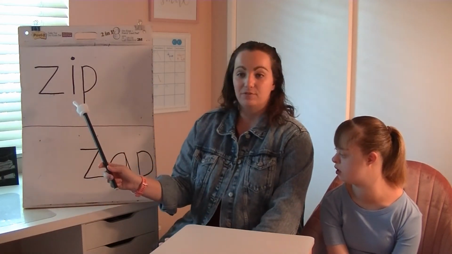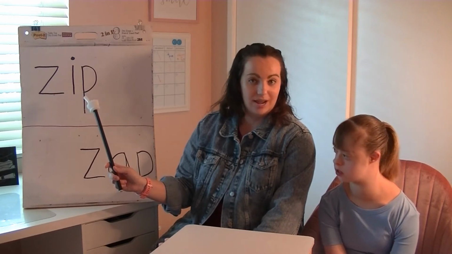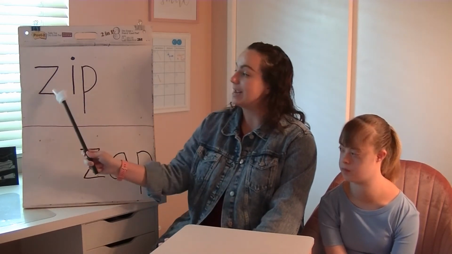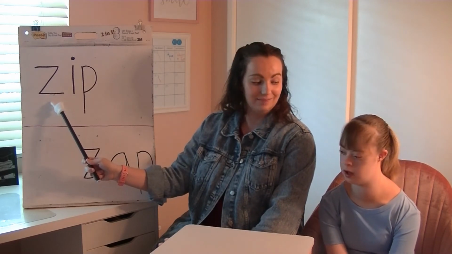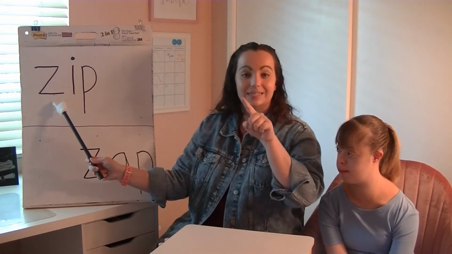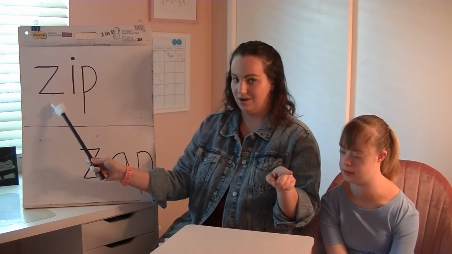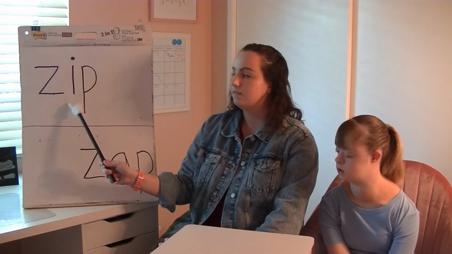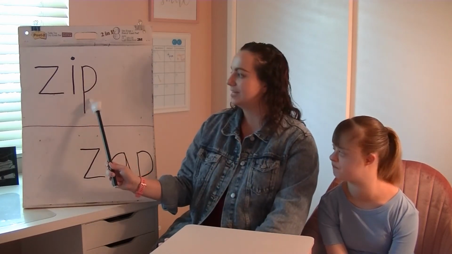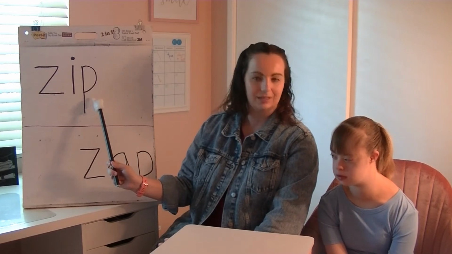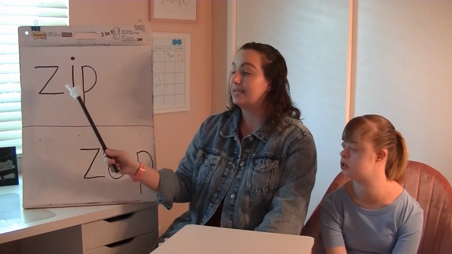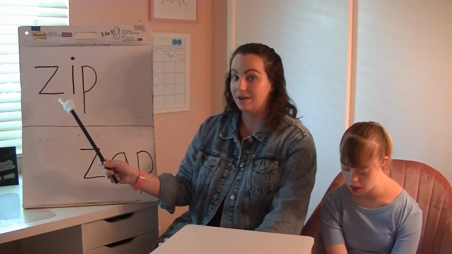Let's review the letter names, what letters we have in this word, okay? What's the name of this letter we just learned today? That's the sound. What's the name of the letter? Z. Good. What's the name of this letter? I. And what's the name of this letter? Letter P.